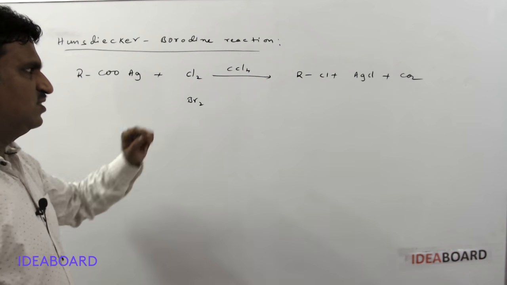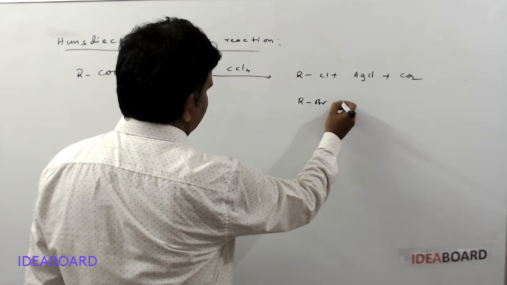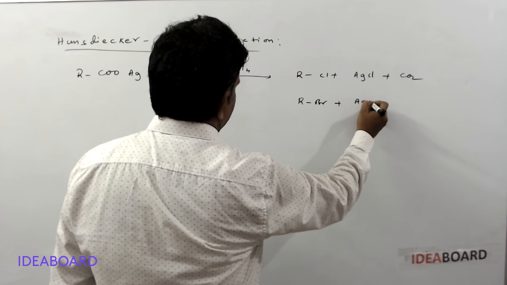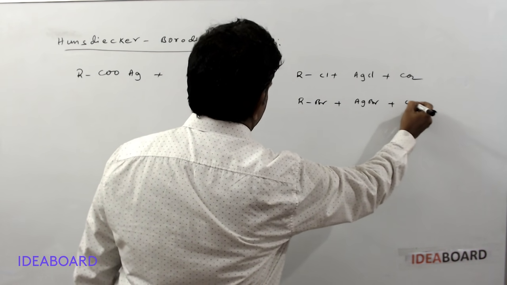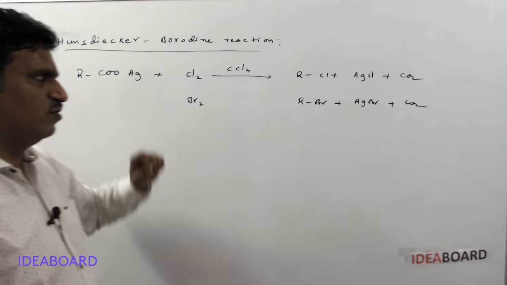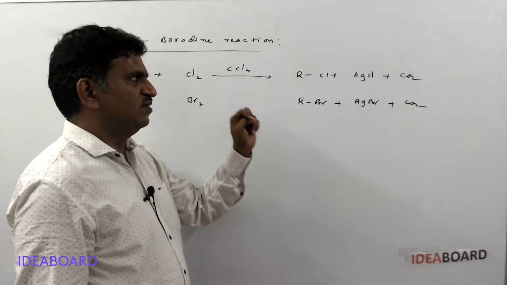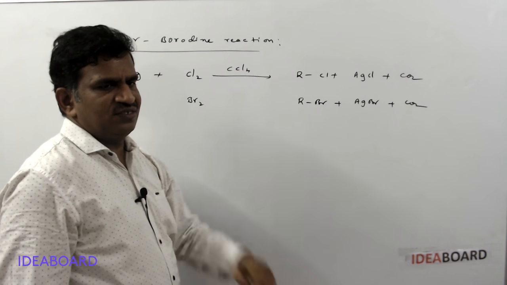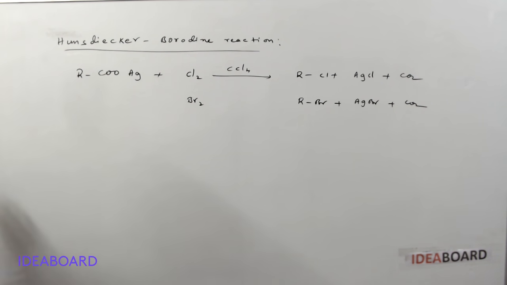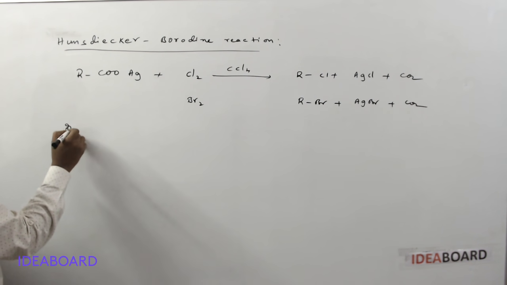If bromine is taken, we get RBr plus AgBr plus CO2. Okay, so here silver carboxylate reacts with either chlorine or bromine in the presence of the solvent carbon tetrachloride to form alkyl chlorides or alkyl bromides. And in this, the order of yield.